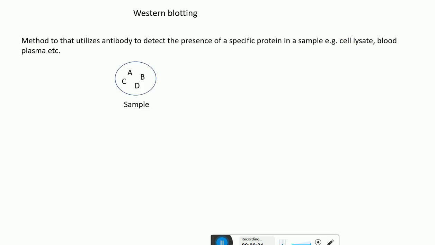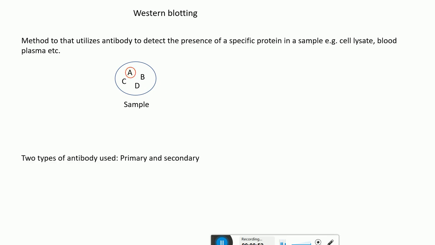So what happens is that we have a protein sample, and in this sample there are four different types of proteins present, let's say protein A, B, C and D, and we want to detect this protein A specifically. Then we will use this method of Western blotting to detect this protein A specifically.